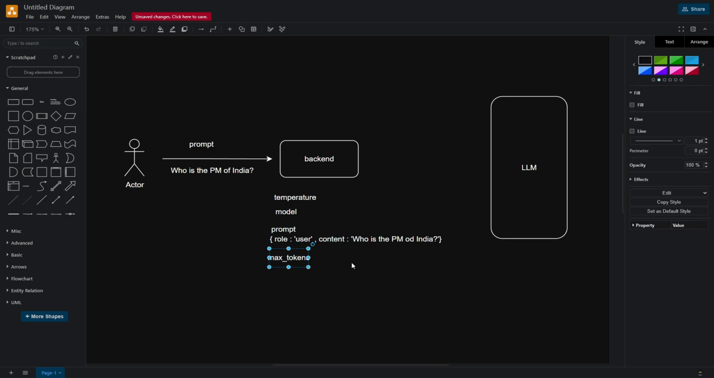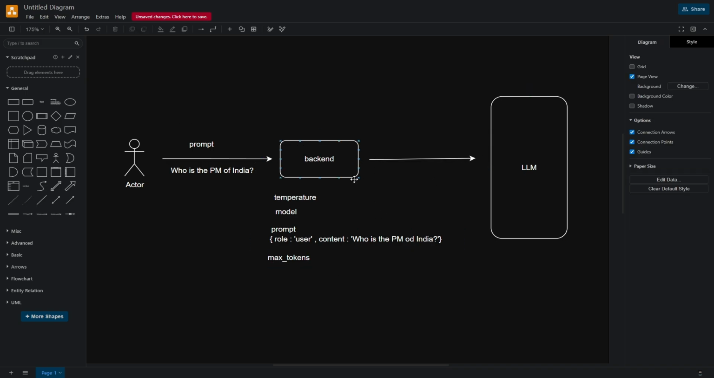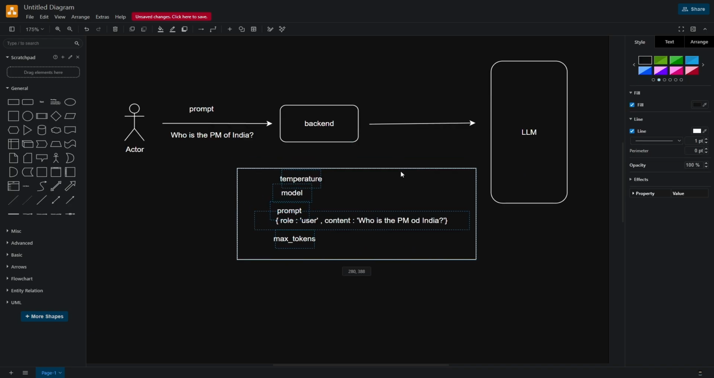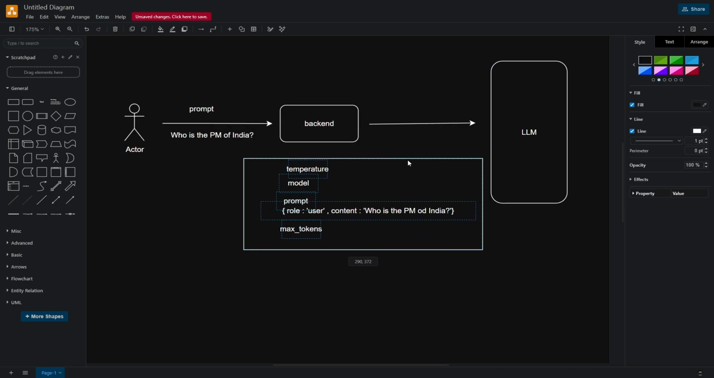So let me tell you. Whenever this prompt goes to the LLM, the backend will send this whole context, or the prompt, to the LLM. The backend will pass this whole thing to the LLM.